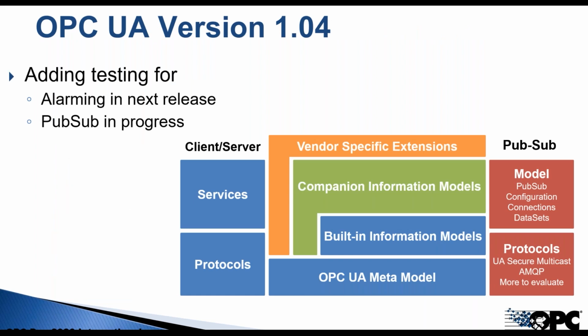So having that said about what we just released, what is planned for the close future? With the next release, we are going to focus on alarming. So alarming will be in the next release, which is scheduled for the 3rd quarter. And also we are already working on the PubSub, as Paul already mentioned. That requires a lot of work also for defining the test cases, so this takes some more time. And obviously we are always working with different companion groups on introducing new test scripts for companion information models. I'm going to talk about that a bit later in this presentation as well.